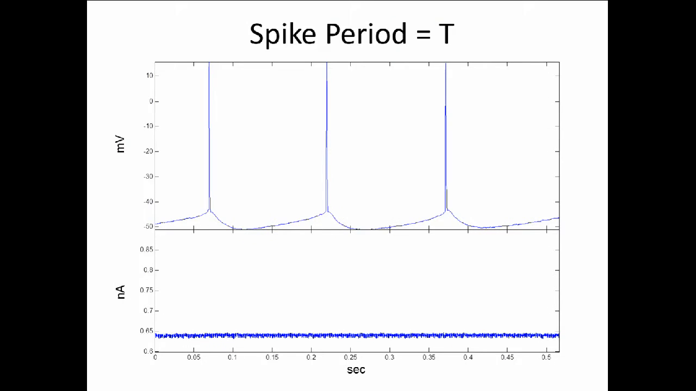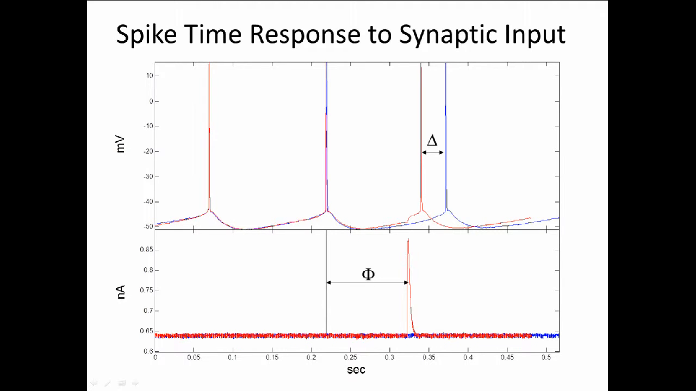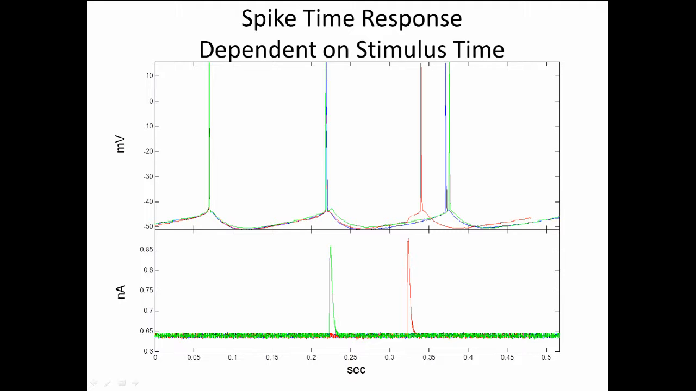Here is a recording from a neuron. On the top is the voltage trace, and the bottom is the current applied to the neuron through an electrode. And as you can see, the neuron is firing periodically because we're injecting a constant amount of current. Now on the bottom you can see we introduce a synaptic input at phase phi, and that changes the spike time of the neuron. As you can see, it advances it by delta. Here another stimulus is applied early in the phase, and as you can see, it actually delays the spike. So the phase of the stimulus affects how much change you see in the spike time.